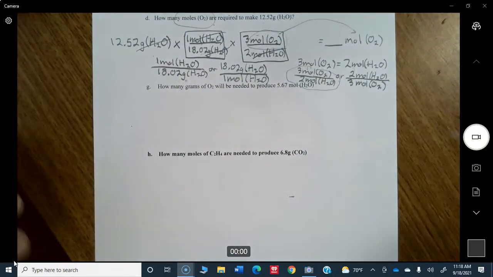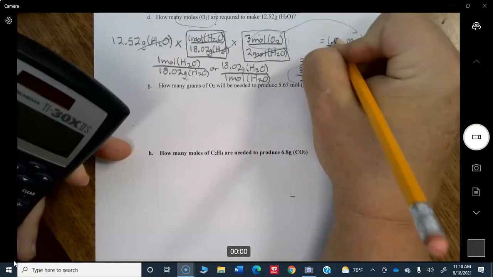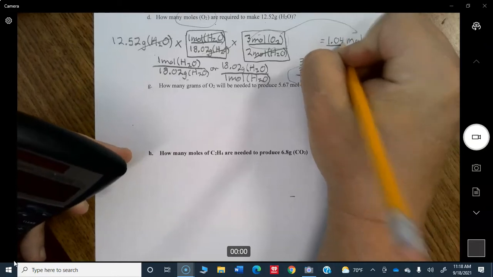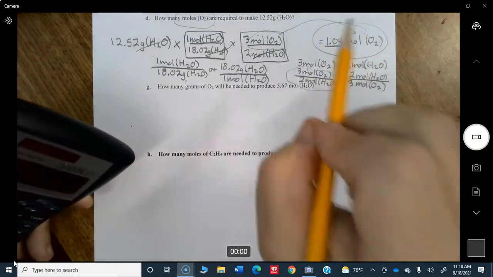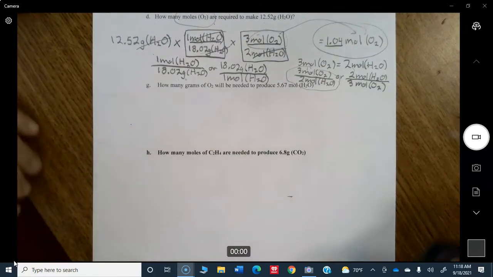So it's going to be 12.52 times 1 times 3 divided by 18.02 divided by 2, and that gives us 1.04. I'll just go ahead and put it out there. 1.04 moles of O2 is your final answer for that. All right, let's push on.